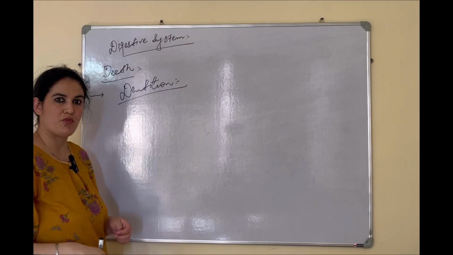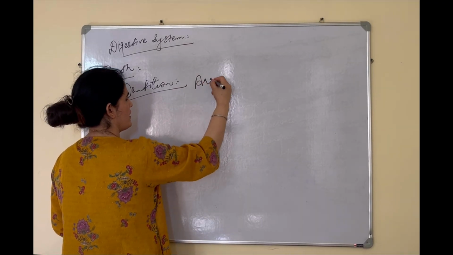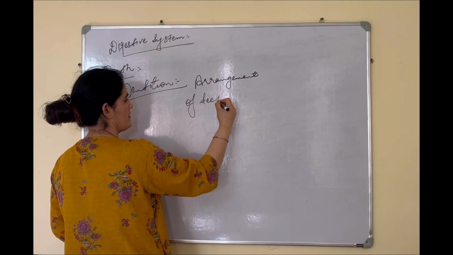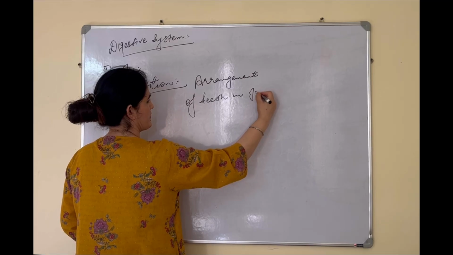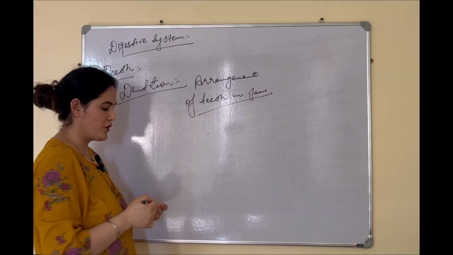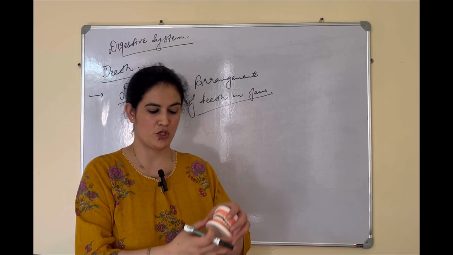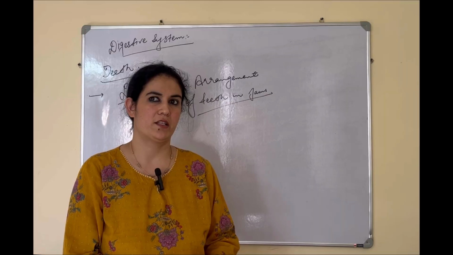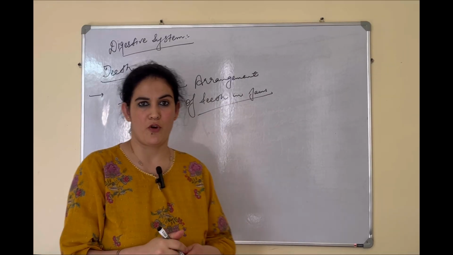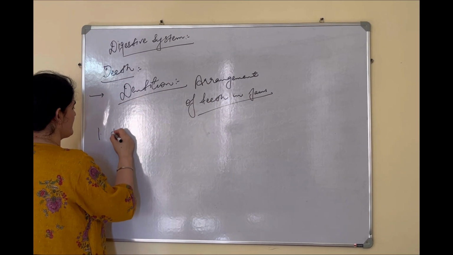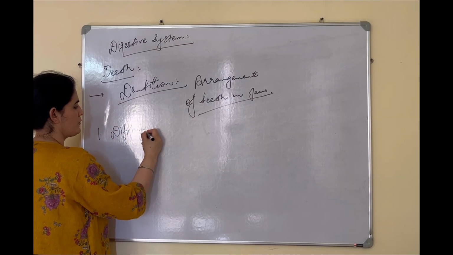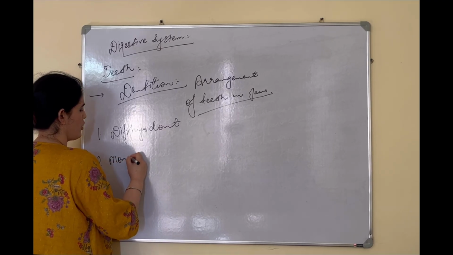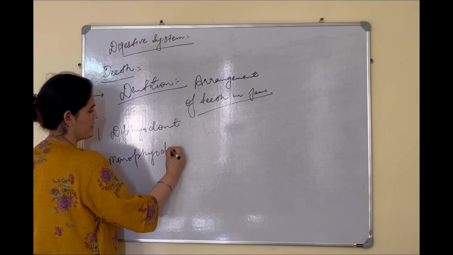So what is dentition? Basically dentition is the arrangement of teeth in jaws. Okay, so this arrangement of teeth in jaws is known as the dentition. See how the teeth are embedded in the jaw, this is called dentition. And we have basically two types of dentition. So first is diphyodont type of dentition, and second is monophyodont type of dentition.